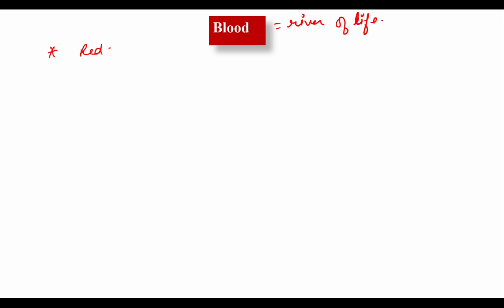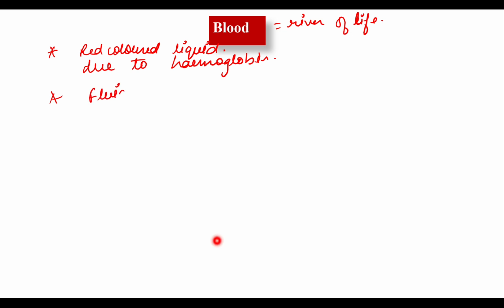It is a red colored fluid. It is a red colored liquid, actually, which circulates in our body. Why is it red in color? Due to the presence of a pigment known as the hemoglobin pigment. Okay, due to hemoglobin.